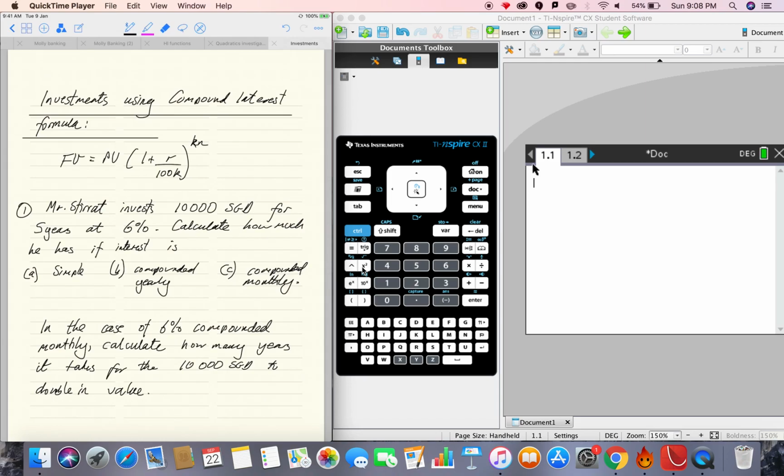Okay, so here we go with some more financial maths, and you can see on the screen there that we have this really cool formula. This is given in the formula book for all IB maths courses.